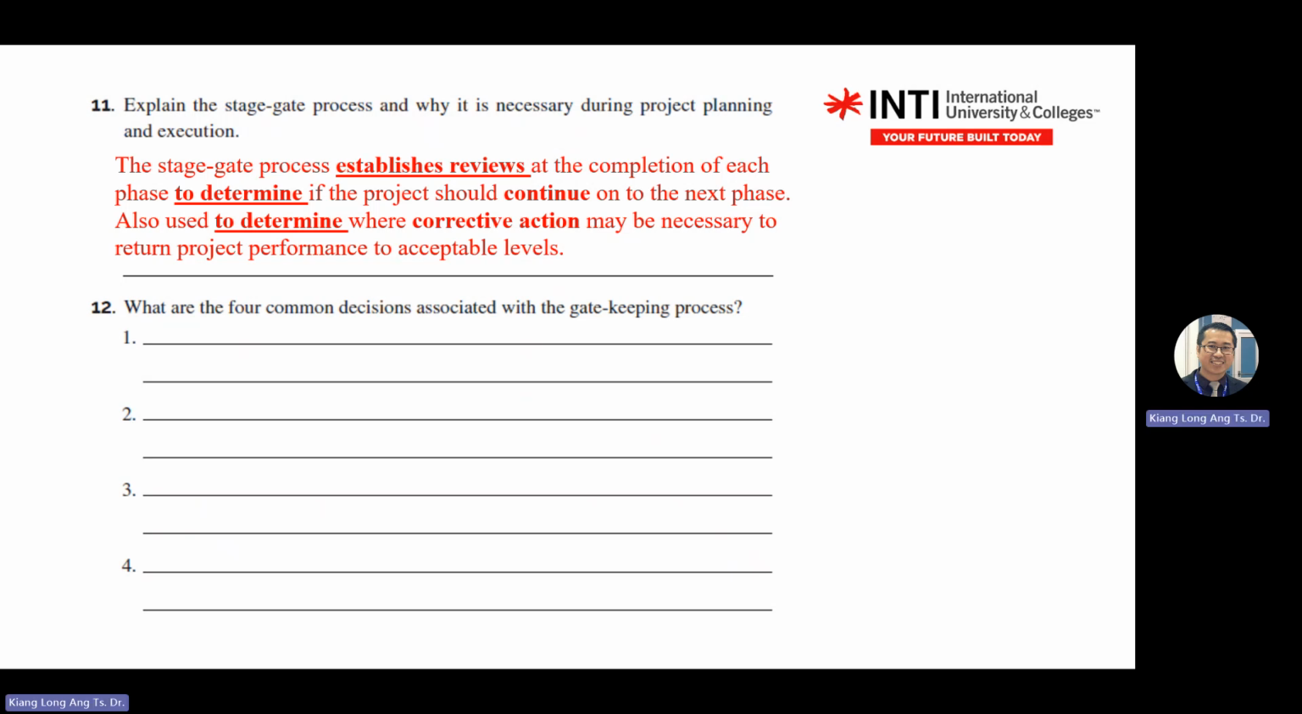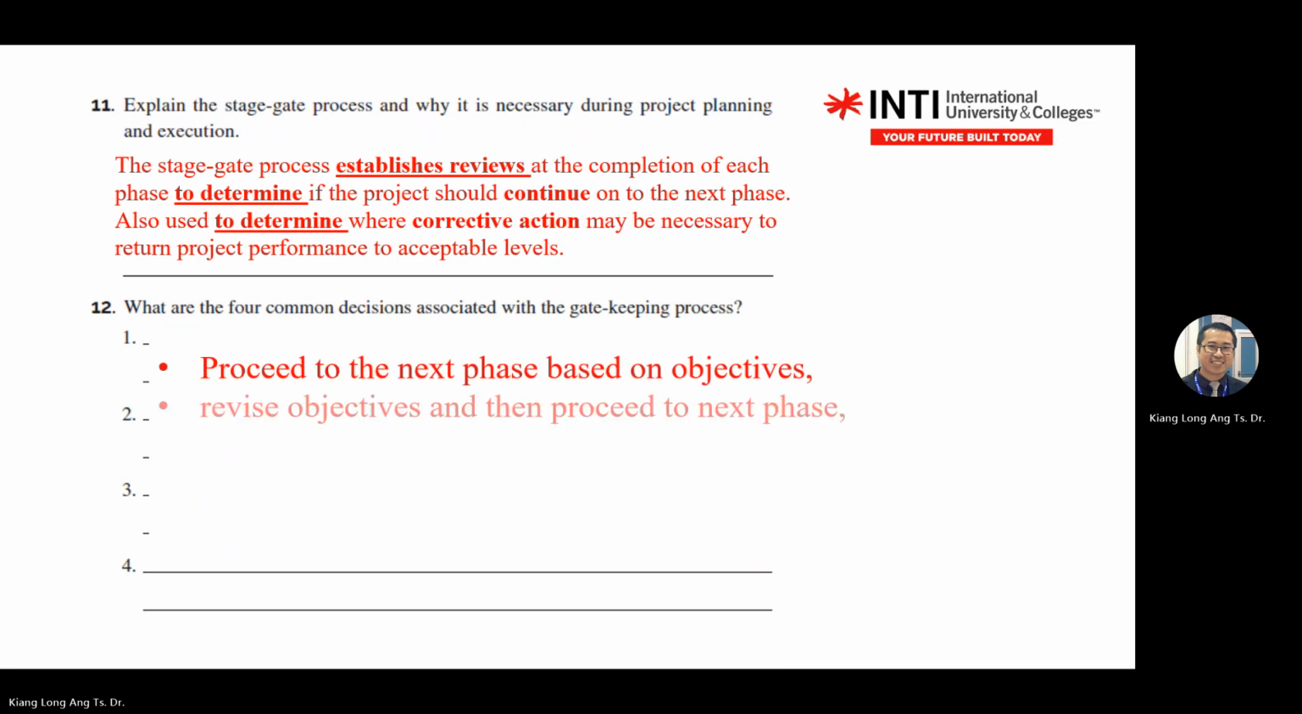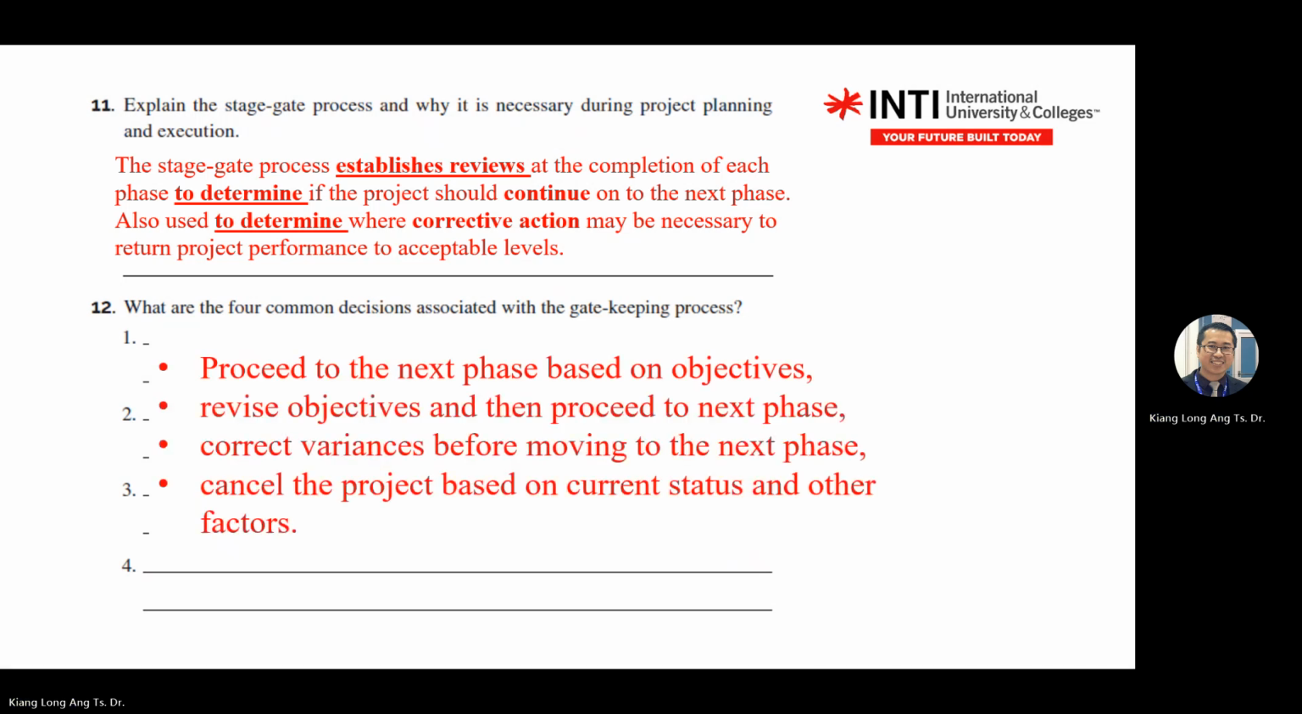So four types of decision. Proceed without changes, proceed with changes. Third one, on hold, get more information. Last one, cancel. Okay. Third one is on hold until you get more information. So the one is from here, right?